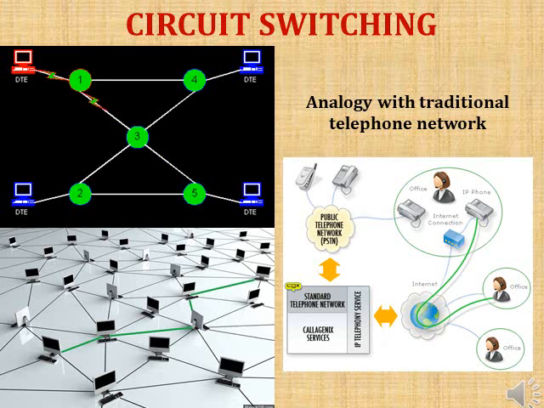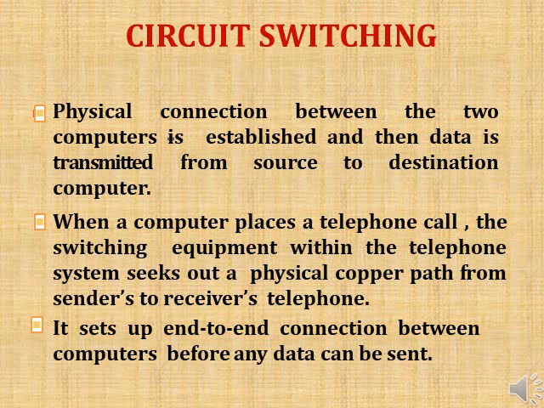Circuit switching technique is analogous, or we can say similar, to the traditional telephone network, as a continuous path is needed. Properties of circuit switching are shown. A physical connection is needed. Comparing it with a telephone network, when a computer places a call, switching equipment within the telephone system seeks out a physical copper path from sender to receiver. Therefore we say that an end-to-end connection setup is needed before any communication.